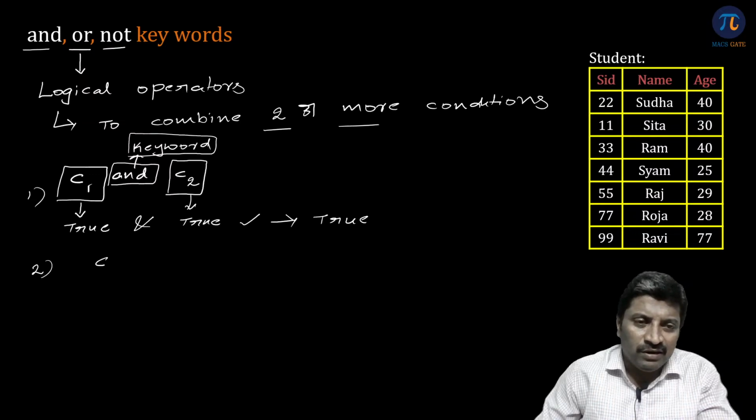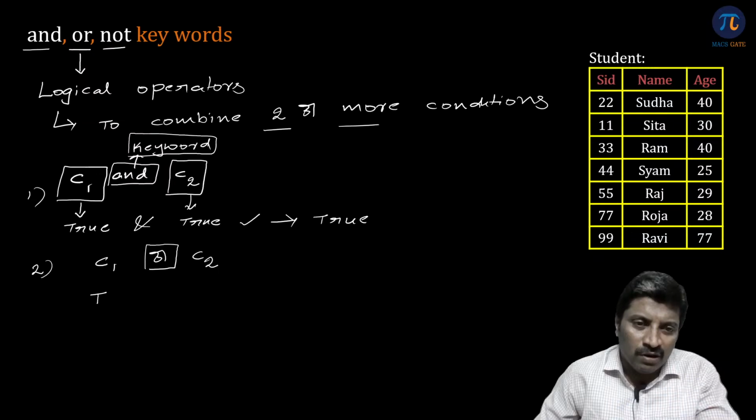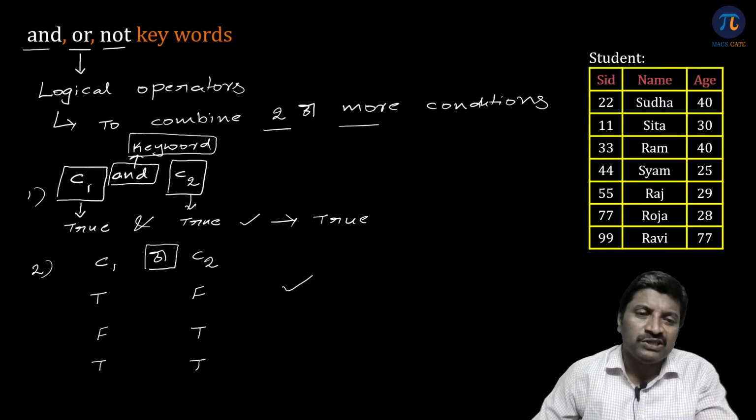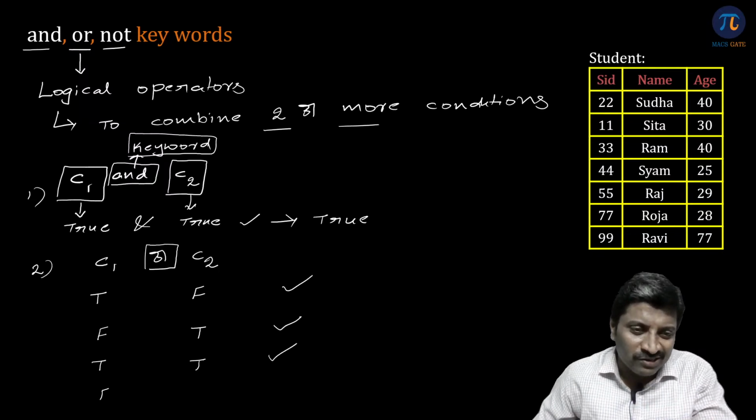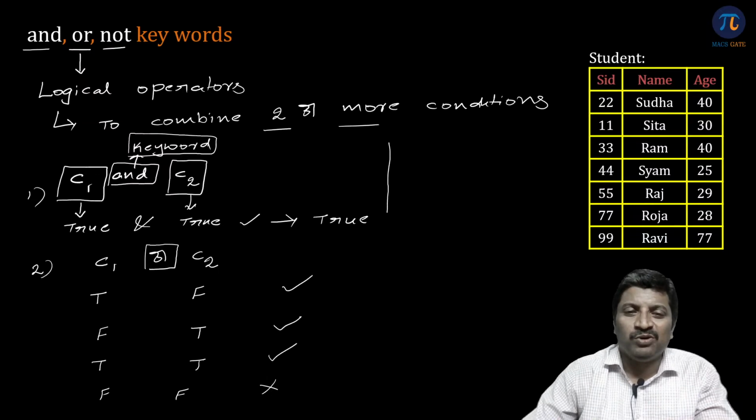The second one, C1 or C2. What does OR mean, sir? Either the first one is true or the second one is true or both are true. So even if the first condition is true and the second condition is false, no issue. The first condition is false, the second condition is true, no issue. Both are true, full happy. Both are false, no happy. Right? So that is about the two.